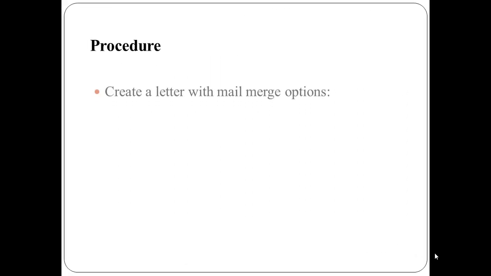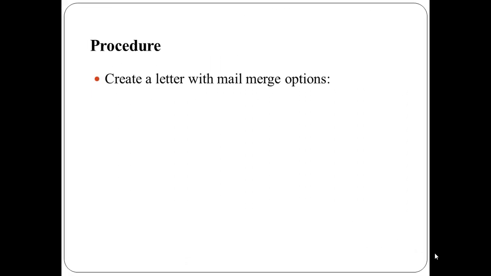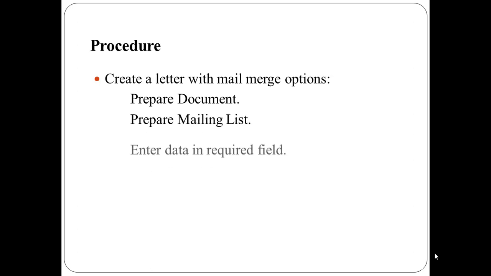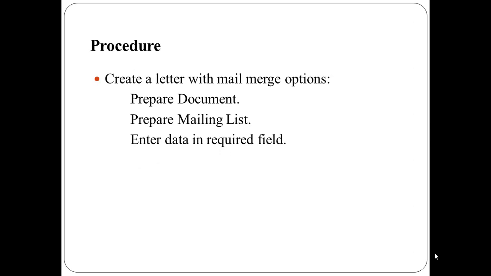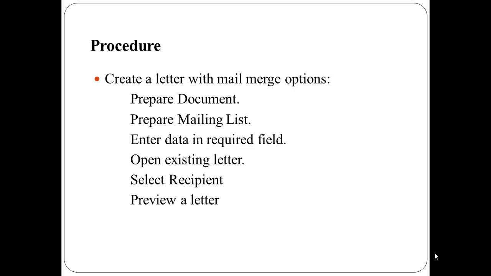To perform this practical, you have to follow the procedure. First, you have to create a letter with mail merge options. There are different options available: you have to prepare a document, then prepare a mailing list, then enter data in the required fields in the list. Also, open the existing letter if available. Then select the recipients from the data list, preview the letter, then complete the mail merge operation and save the merged letter.